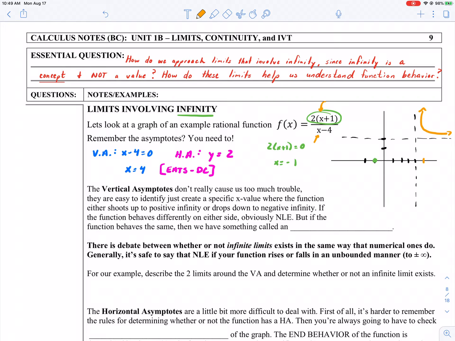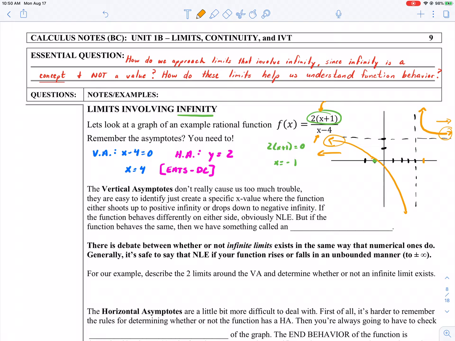And once I know that piece, this really helps, because now that I have that x-intercept, that's my general graph. So limits involving infinity, knowing what the graph looks like really matters. Limits involving infinity are twofold. We are working with end behavior, which is what is going on as x approaches negative infinity, and what is going on as x approaches positive infinity.